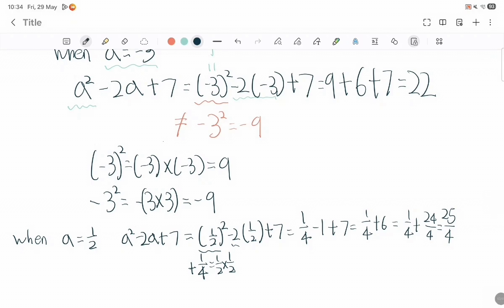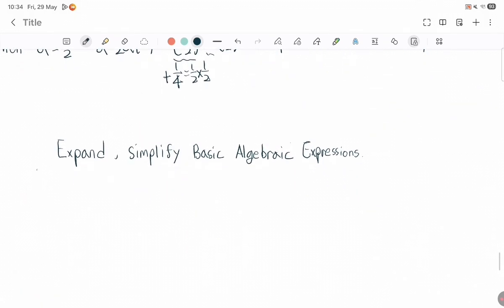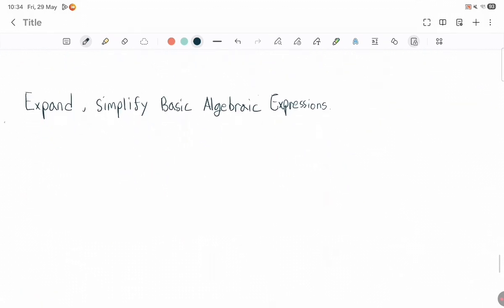Okay, I think that's enough for substitution. Let's move on to expand and simplify basic algebraic expressions. But before we go any further, we have to quickly learn what like terms are. Like terms. So let's say you have an apple and you get another apple. That basically means you have 2 apples.